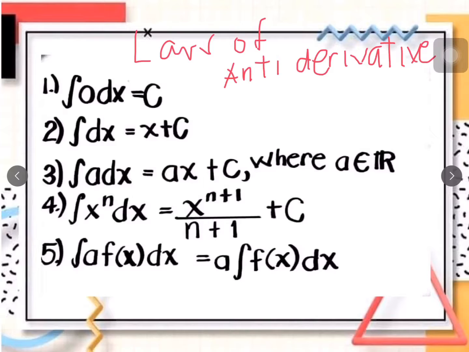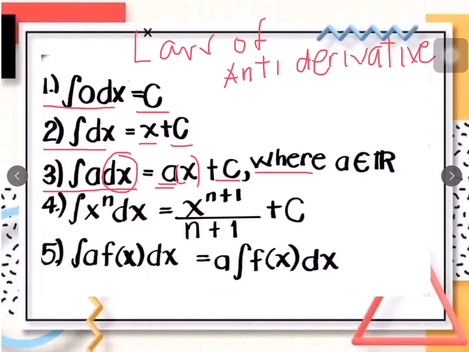The first law is if we integrate 0 dx, it is always equal to our arbitrary constant c. Second law, if we integrate dx, the answer is x plus c. Number 3, if we integrate a dx, the answer is a multiplied by x plus our arbitrary constant, where our constant a here is an element of the real numbers.